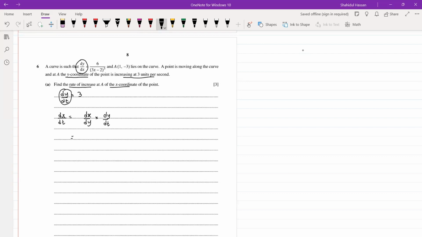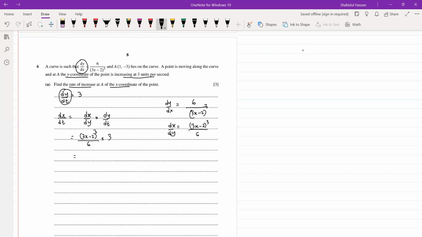I know that dy by dx is equal to 6 over (3x minus 2) cubed. I need dx by dy. dx by dy will be the reciprocal of this one, which is (3x minus 2) cubed in the numerator and 6 in the denominator. So we have (3x minus 2) cubed in the numerator divided by 6, multiplied by dy by dt. So dy by dt should be equal to 3.